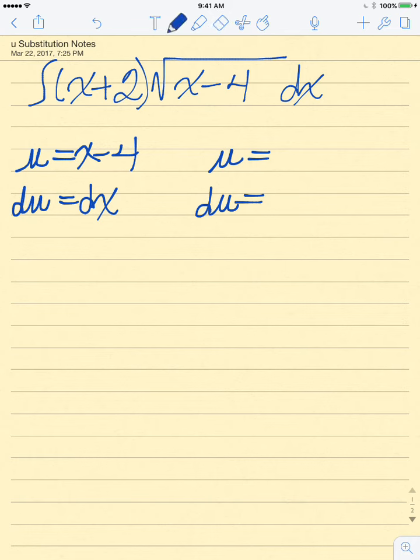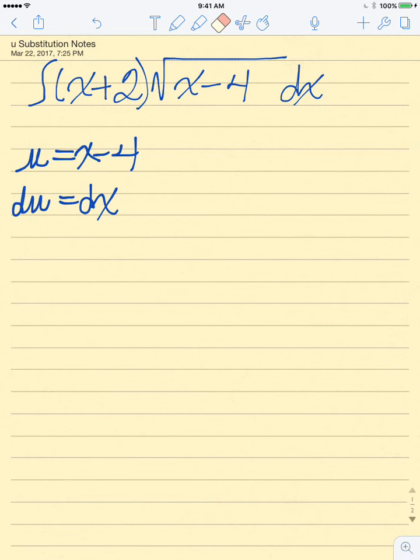Okay, so let me try the x plus 2. If u is x plus 2, the du here is still dx. Again, it doesn't help me because I don't get the x minus 4. When you arrive at a situation like this, then you have to express x in terms of u. Just a u and a du isn't enough. You need a u, a du, and then you have to solve for x using u.